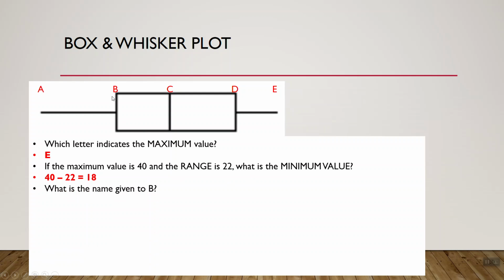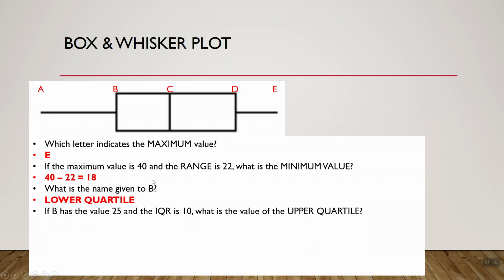What is the name given to B? So B is the lower quartile, C is the median, and D is the upper quartile. So B is the lower quartile. If B has the value 25, and the interquartile range, IQR, is the difference between the lower and the upper quartiles, what is the value of the upper quartile? So it's going to be 10 more than the value of B, so it's going to be 35, 25 and 10. So that would take us to D.